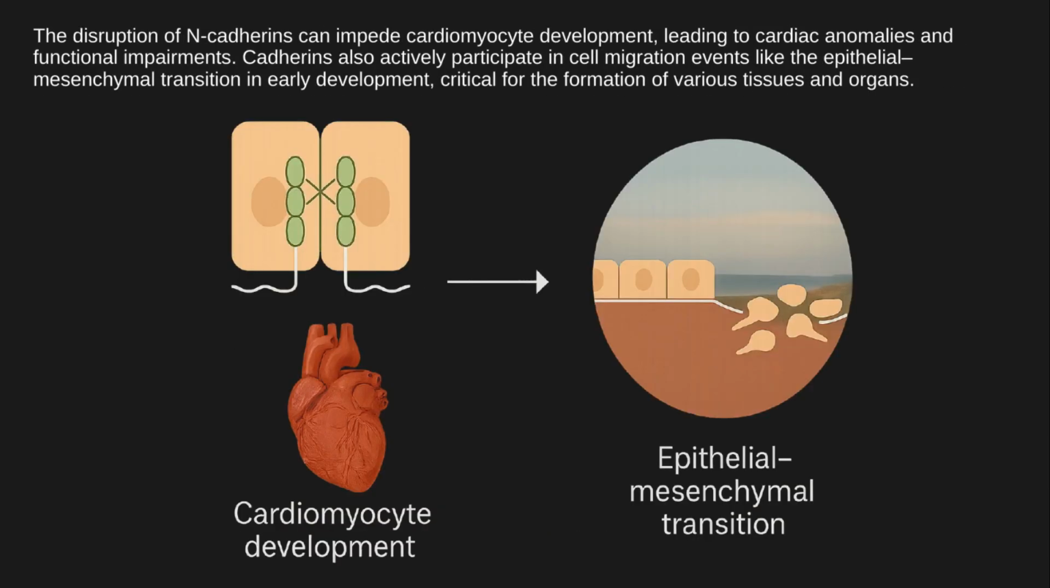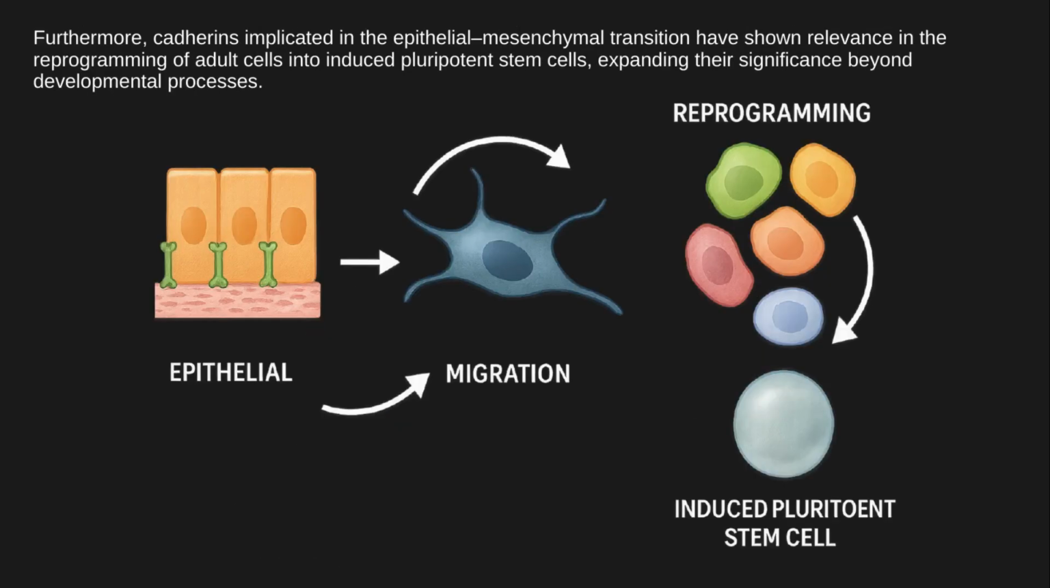The disruption of N-cadherins can impede cardiomyocyte development, leading to cardiac anomalies and functional impairments. Cadherins also actively participate in cell migration events like the epithelial mesenchymal transition in early development, critical for the formation of various tissues and organs. Furthermore, cadherins implicated in the epithelial mesenchymal transition have shown relevance in the reprogramming of adult cells into induced pluripotent stem cells, expanding their significance beyond developmental processes.